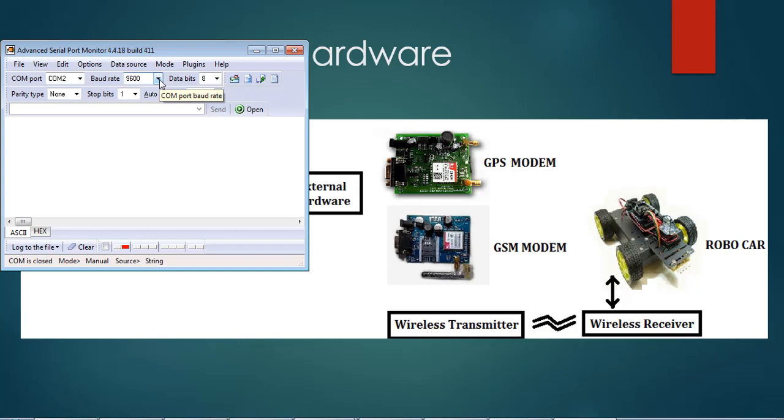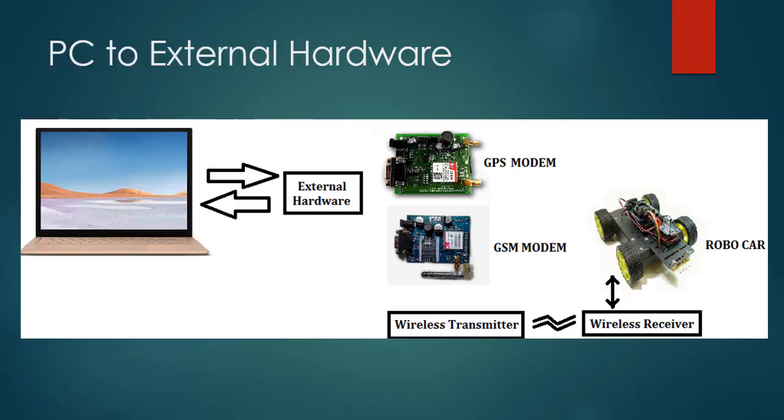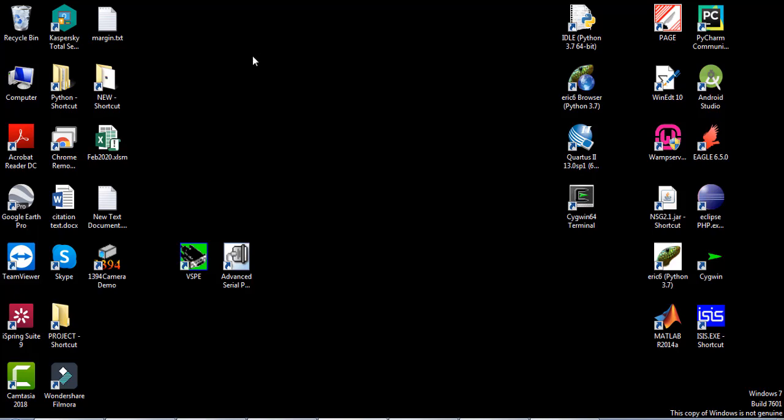First you check all the baud rates, data bits. By default it's okay, but you can check all these settings. Then click on open. This serial port software will be connected to the serial port.